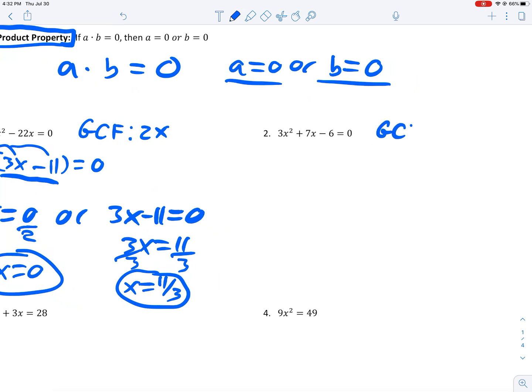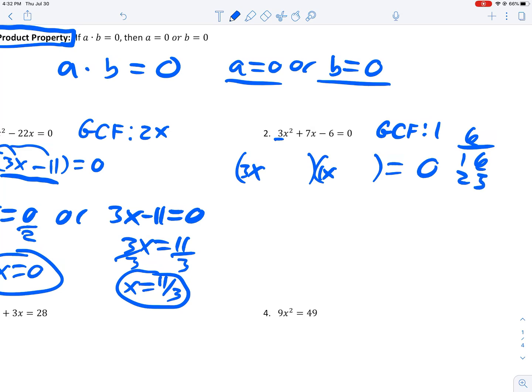Okay, example 2. Already set equal to 0. It has three terms, and the GCF is 1. So I'm going to try to factor it. Good thing 3 is prime, so it's 1x and 3x. If it doesn't factor, we have a special little tool we can use, but we'll talk about that later. Factors of 6: 1 and 6, 2 and 3. How do I know it can't be 3 and 2? Because this 3 here would mean there's a GCF of 3, and we said it was 1. So that combination cannot work.